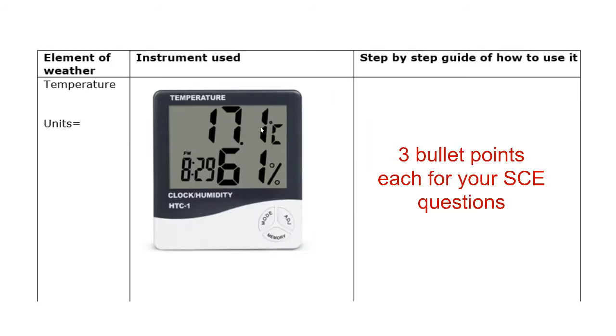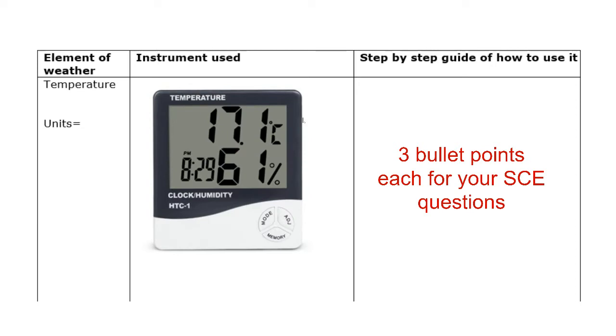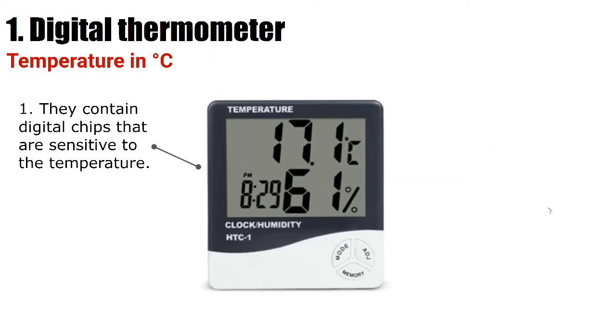So you'll find that in your notes, there's your element of the weather, space for your units, there's the instrument, and then here's your step-by-step guide of how to use it. Why is that there? Because the key word here is to describe. You don't need just to be able to list these things. You need to be able to describe them and say a little bit more. So we've got 3 bullet points for each of them that'll tie into your SCE questions. Right, let's jump on in.